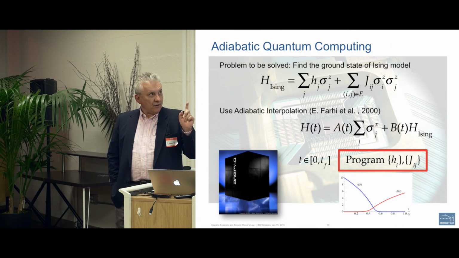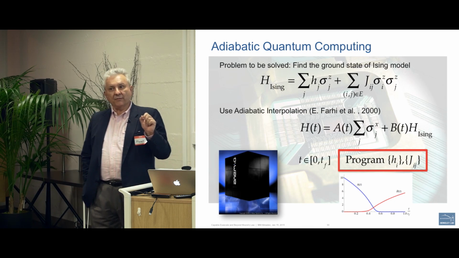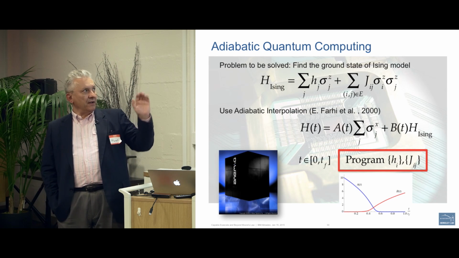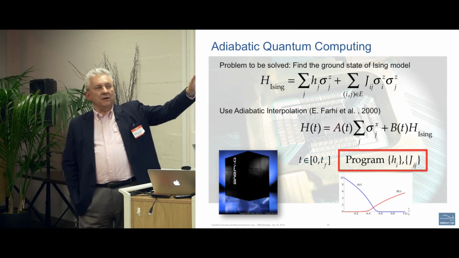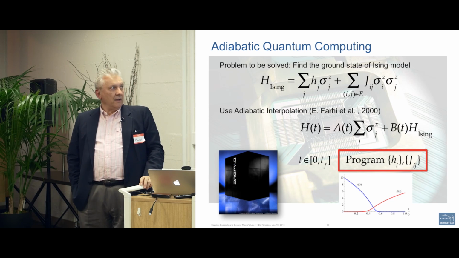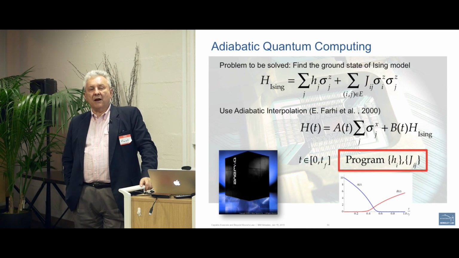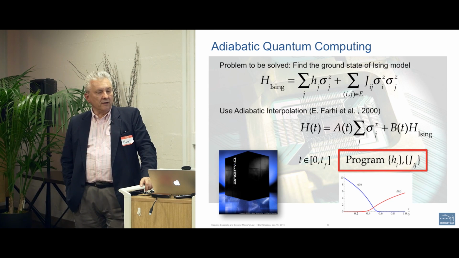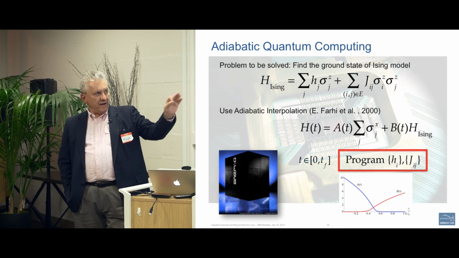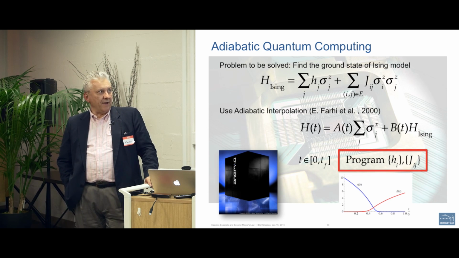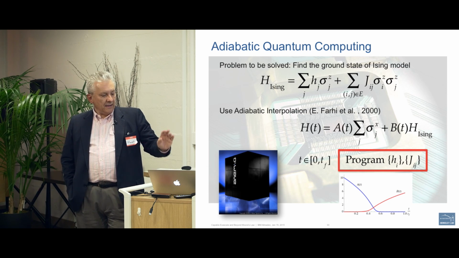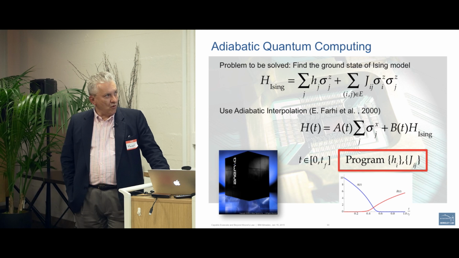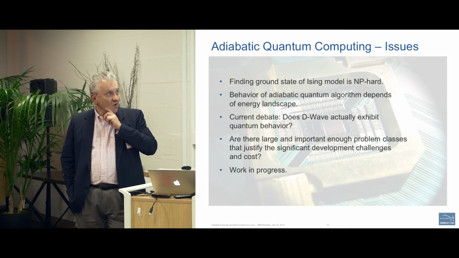So adiabatic quantum computing is not general purpose computing. It's very special purpose computing. It looks at one particular system, the Ising model, and says find the ground state, the minimum energy state of that model, and does that with a particular mathematical technique called adiabatic interpolation, which was pioneered by Eddie Farhi at MIT. That requires some more mathematical explanation I'll skip over.